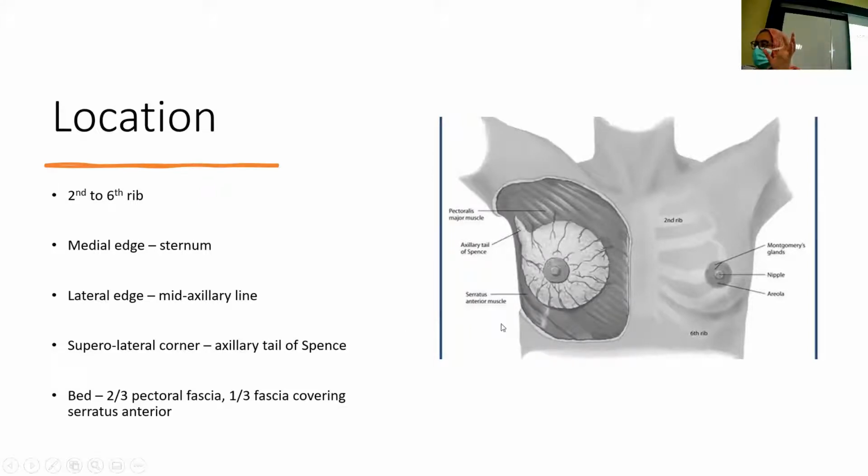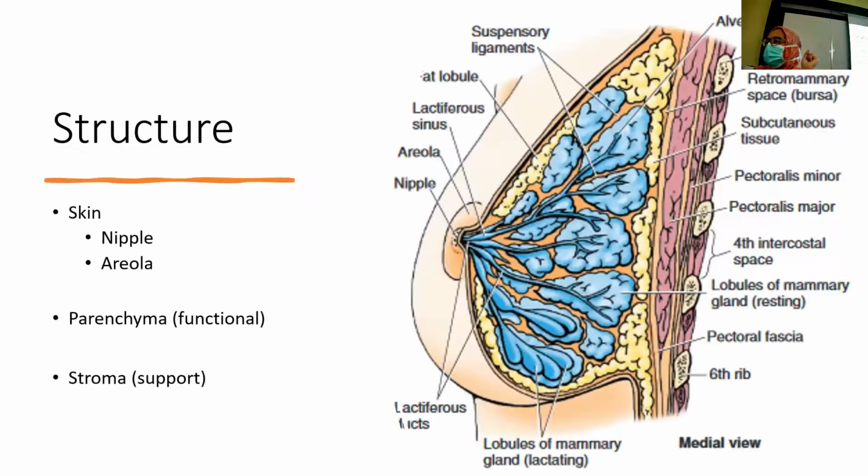Two thirds of the floor, the bed of your breast, is covered by your pectoral fascia here, and one third of the fascia is covering your serratus anterior muscle here. At the superolateral corner, you've got the axillary tail. So that's your surface anatomy and also the location of your breast tissue.